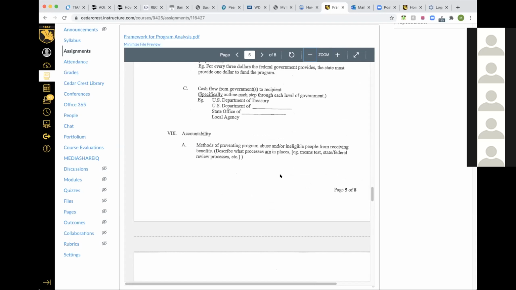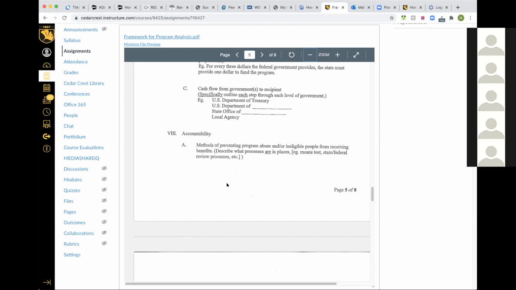What methods are in place to prevent program abuse and or ineligible people from receiving benefits? I don't specifically mean here, I know for many of you it's a means tested program. I mean, I got that. But all of these programs have entire programs, like processes in place to prevent program abuse. So it may be that they monitor, for example, all the WIC agencies, or that the state does, but they have monitoring systems. That's what I want you to describe here. What are the monitoring systems to make sure that there isn't program abuse?